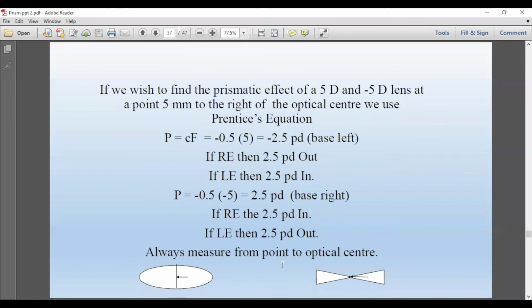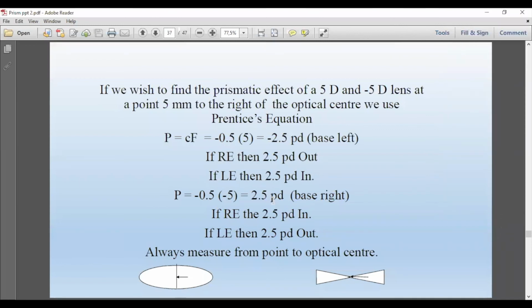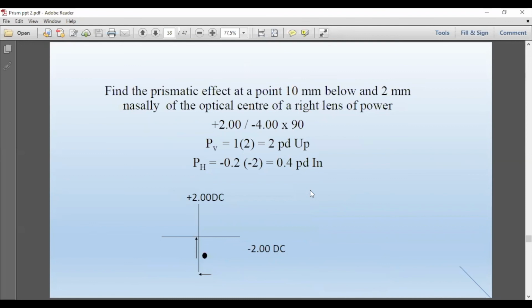Case of the plus 5, we do exactly the same. So from the point there to the optical center is negative. So it's negative 5 times negative 5, which is the power of the lens. So it works out to 2.5. Now, as you can see, it is positive. So if it was the right eye over here, it would be base in. If it was the left eye, it would be base out. So you always measure from point to optical center. It might be a bit tricky, but if you are familiar with it, it is pretty straightforward.